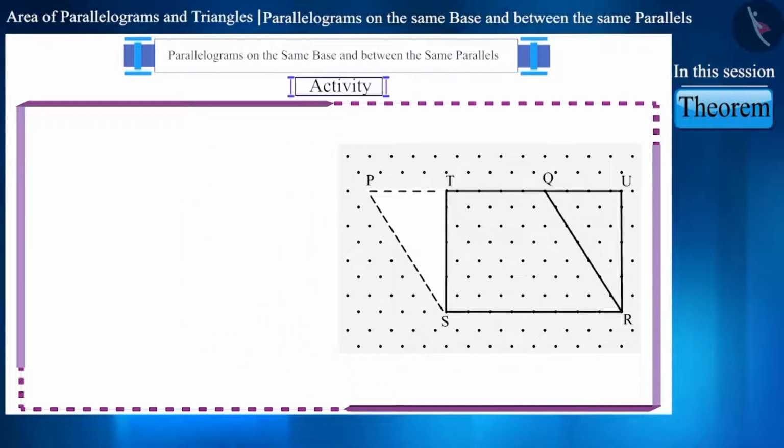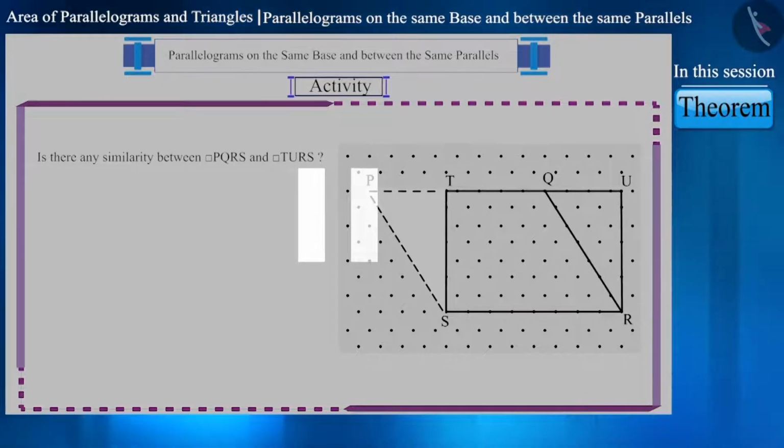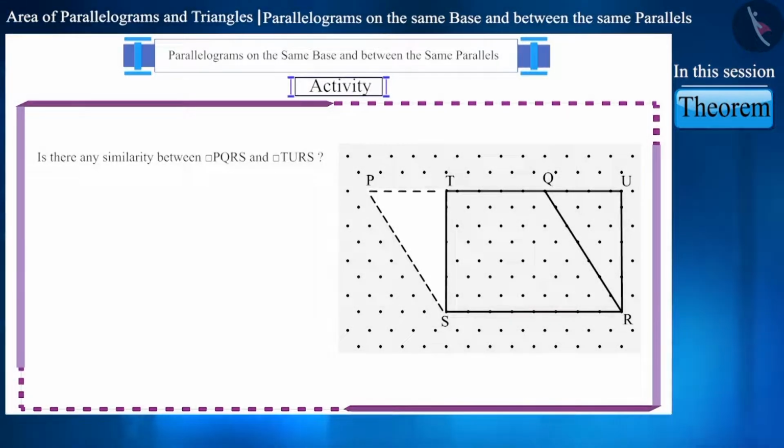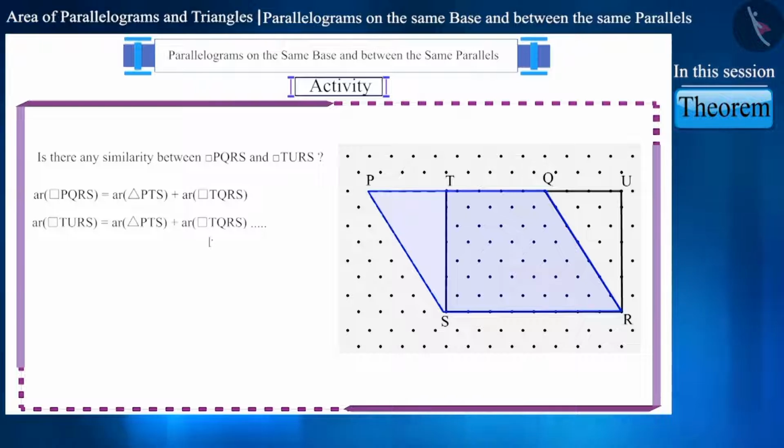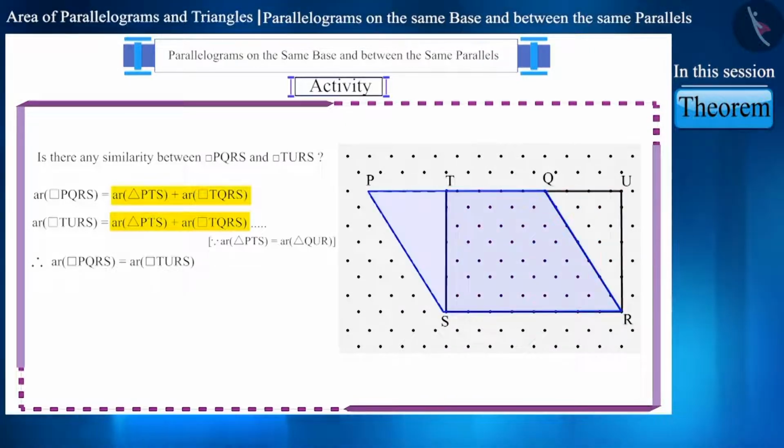Friends, if we compare parallelogram TURS with parallelogram PQRS, will these two have any similarities? Pause the video and think about it. Friends, here we have only cut the triangle PTS from one side and added it to the other side without making any other changes. We can see that both the parallelograms are made up of triangle PTS and quadrilateral TQRS combined together. Therefore, the area of these two parallelograms is equal.